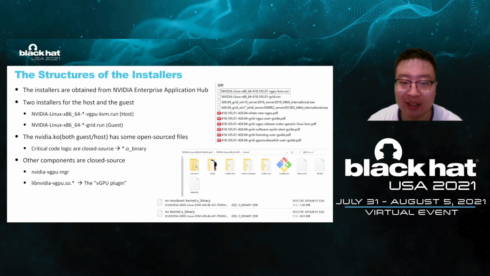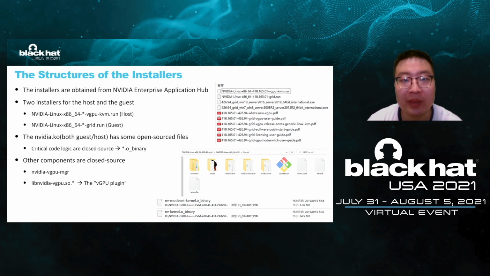After you download the installers, you can find two different installers with the extension .run. The vGPU KVM .run should be installed in the host machine, and the GRID .run should be installed in the guest machine. After installation, there will be an nvidia.ko in both the guest machine and the host machine.